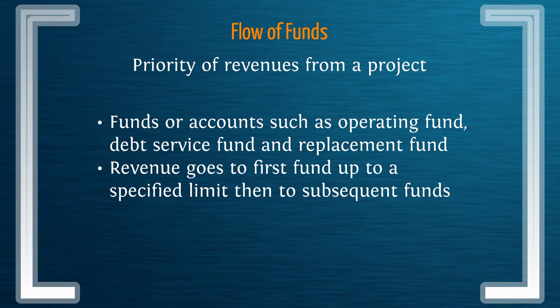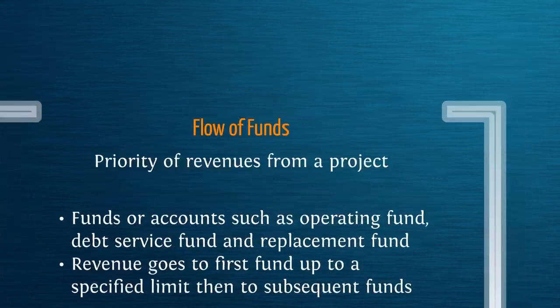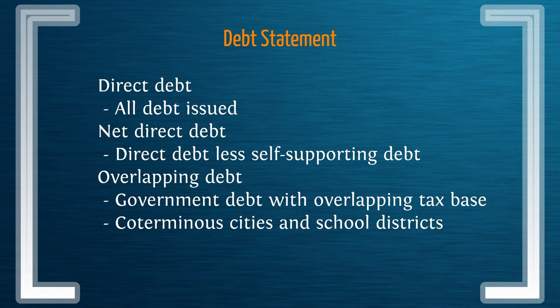A flow of funds is telling you what the priority of payments are that are coming off of a project. So this is related to a revenue bond. So what order the operating fund, the debt service fund, and the replacement fund come in when the money is flowing off of the project.